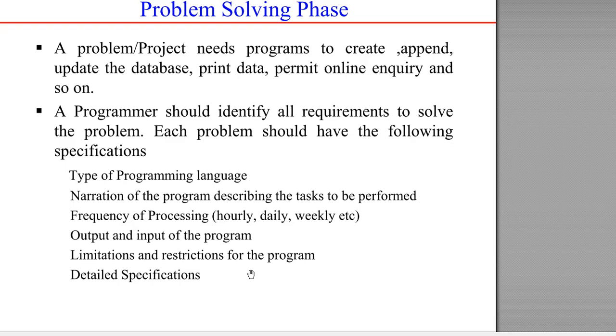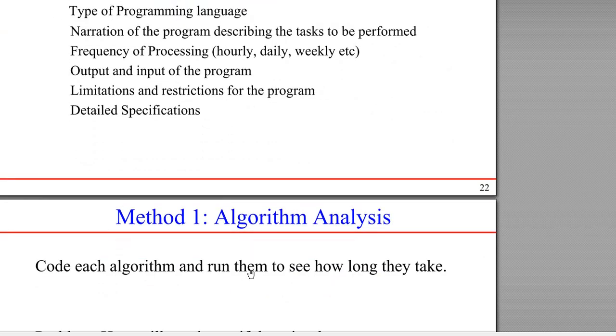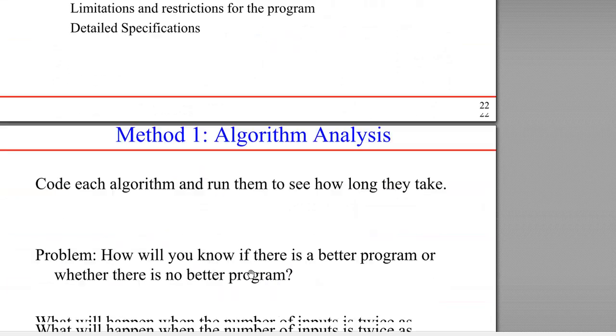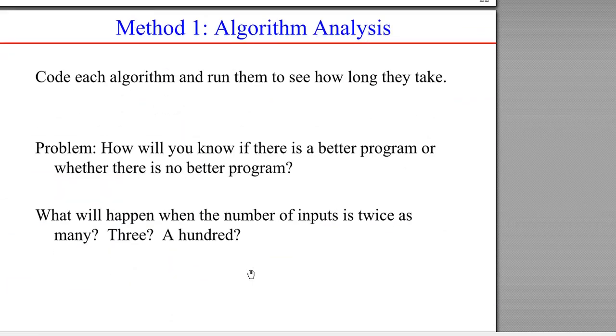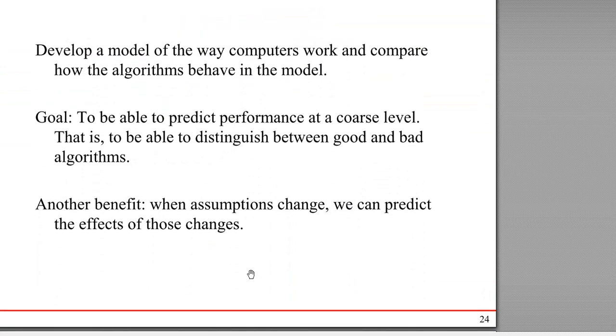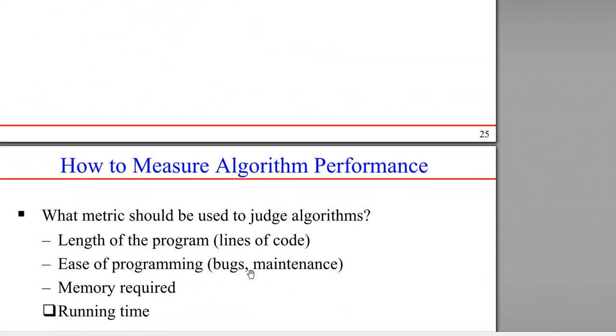When it comes to the problem solving phase, or when you're doing algorithm analysis to determine its time and space complexity and whether it's good, what you need to do is code the algorithm and see how long it takes. When you know how long it takes, you need to develop a model of a computer. We'll look at this in depth when we work on time and space complexity at a later time.